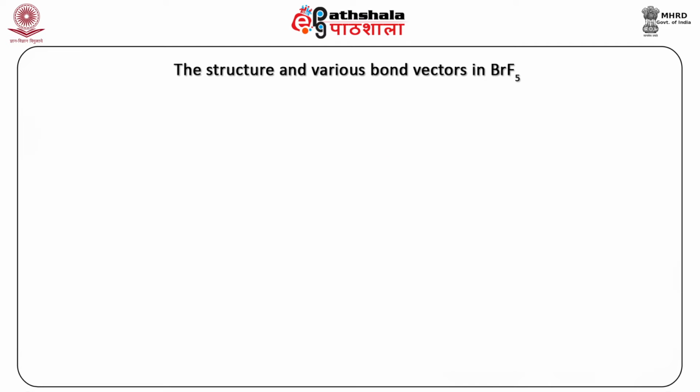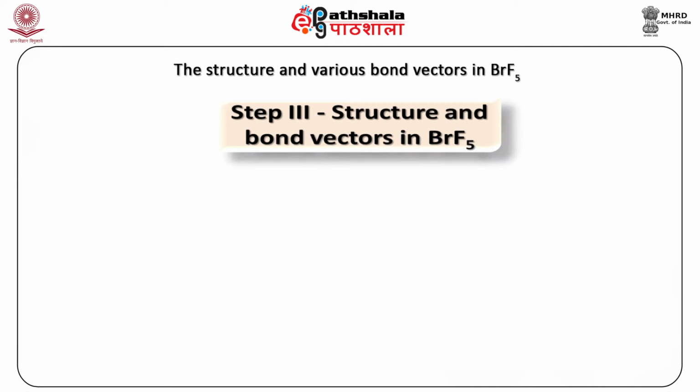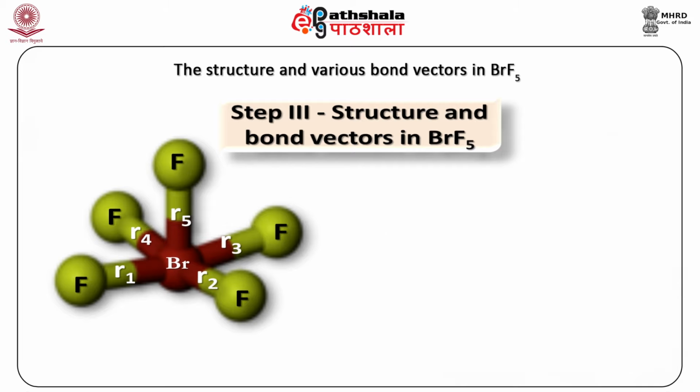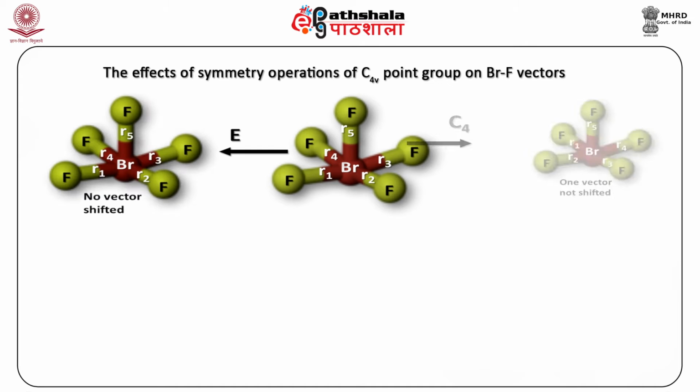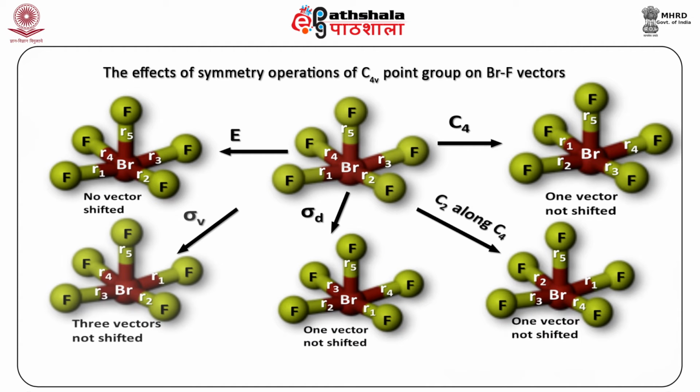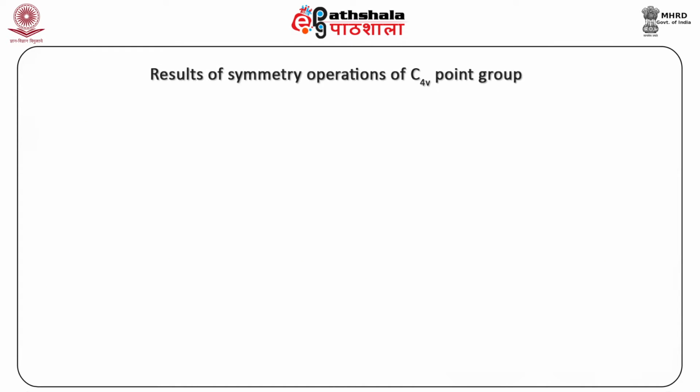Continuing with the steps, step 3 is the structure and the various bond vectors in BrF5, which are as shown in the figure. The effects of symmetry operations of the C4v point group on the Br-F bond vectors R1, R2, R3, R4 and R5 are as shown in the figure. The results are summarized in the table.